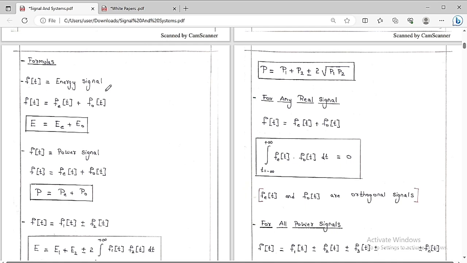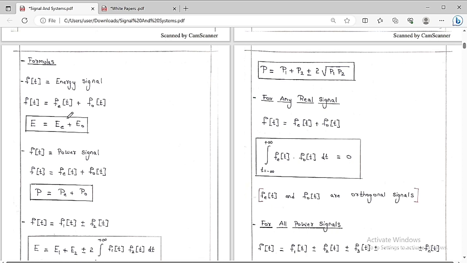Suppose f of t is an energy signal. Then I am going to represent f of t as a summation of the even signal plus the odd signal. I have already told you, take any real signal, I can represent it as the summation of the even signal as well as the odd signal. So here f of t is equal to f e of t plus f o of t, where this is the even part of the signal and this is the odd part of the signal. Then if you try to figure out the energy contained in f of t, it is equal to the energy contained in the even signal plus the energy contained in the odd signal.